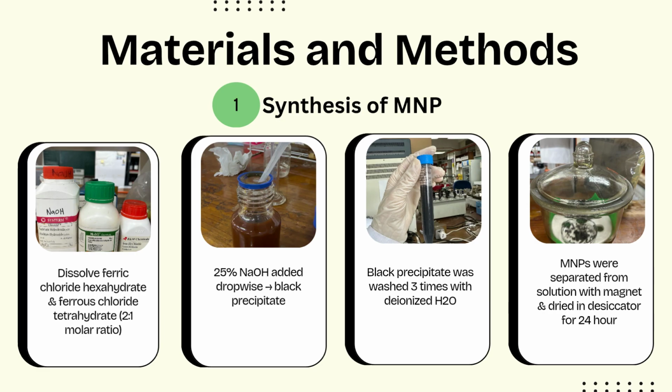First of all, dissolve ferric chloride hexahydrate and ferrous chloride tetrahydrate with a 2 to 1 molar ratio. Second step, 25% sodium hydroxide is added dropwise until a black precipitate is formed. Third step, the black precipitate is then washed 3 times with deionized H2O, and the last step, MNPs were separated from solution with a magnet and dried in a desiccator for 24 hours.